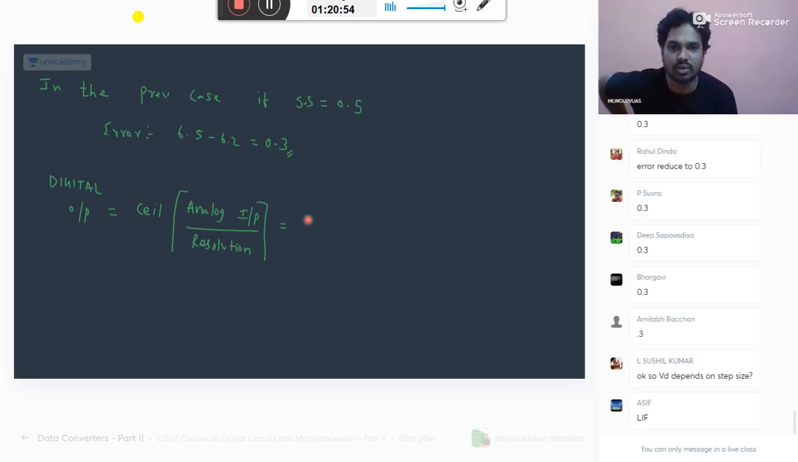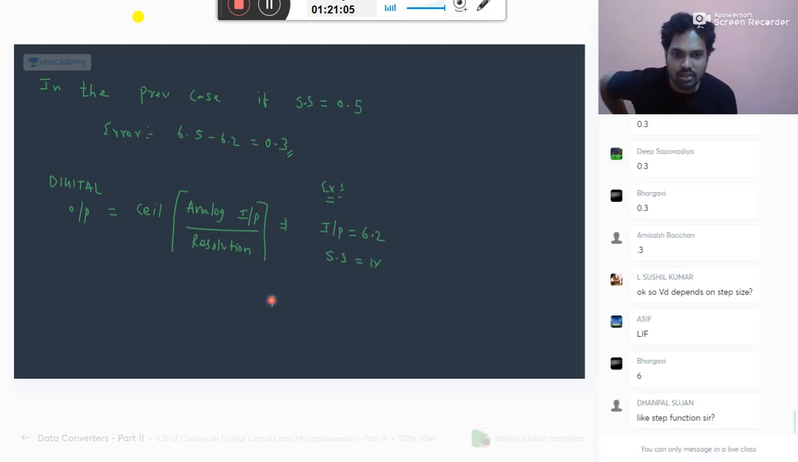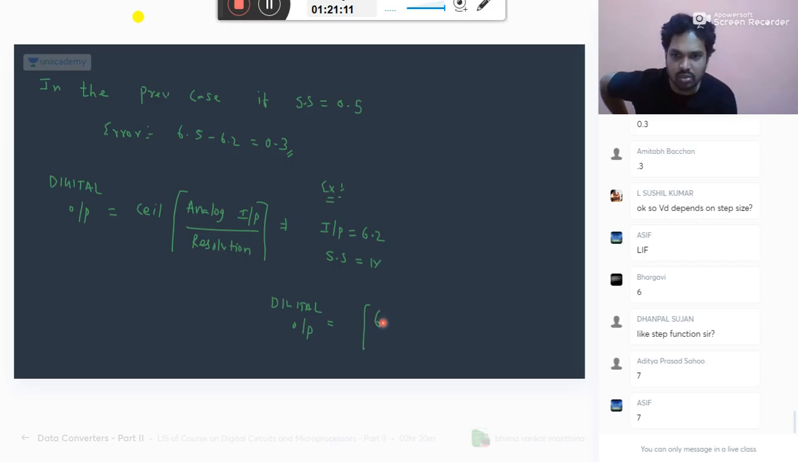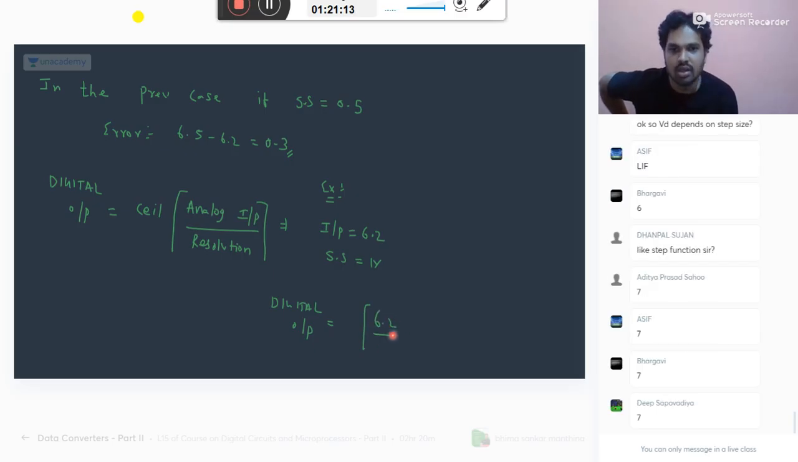Okay, so for example, your input is equal to 6.2. Step size is equal to 1 volt. What is the digital output? It is the ceiling function of 6.2, which will give you 7. That is 111 is the answer. You got that? 7 is the equivalent, you should convert into binary.